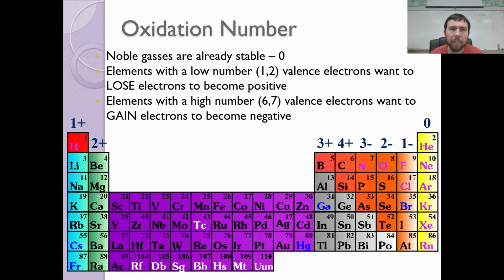Now again, I've already said many of these things, and I'll just repeat them real quickly. Noble gases are already stable, so they have an oxidation number of 0. Elements with low numbers of valence electrons, so elements in columns 1 and 2, want to lose electrons to become positive, right? And elements that have 6 or 7 valence electrons want to gain electrons, all right? So from this video, I would certainly go back to that previous slide. If you need to, pause it, look at that again, and walk back through what I talked about so you can know, when you're looking at these elements, what charge it's going to form based on this predictable pattern.